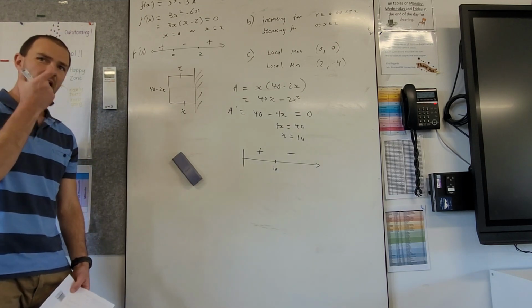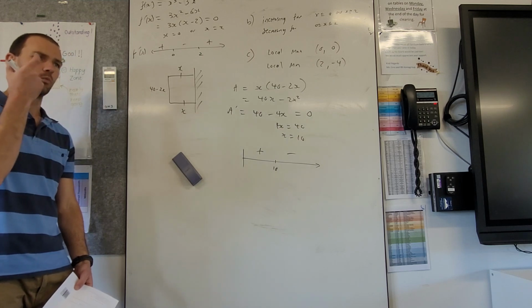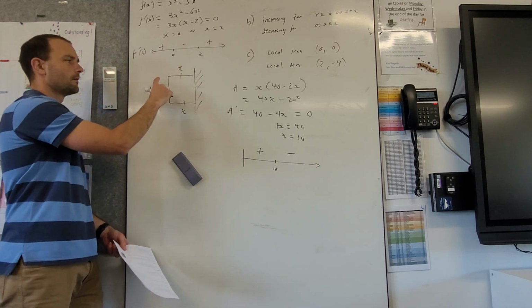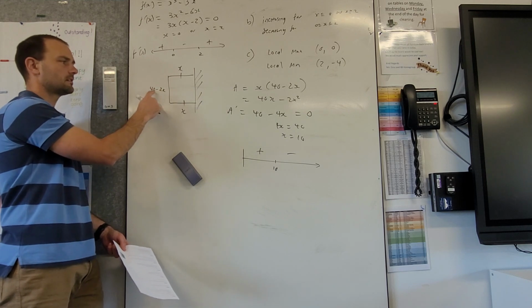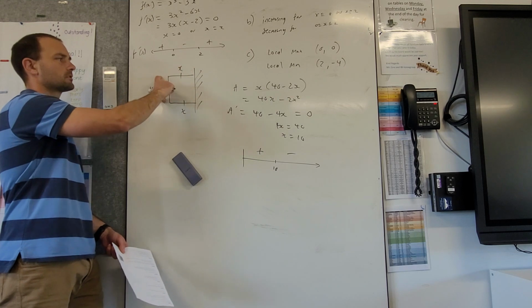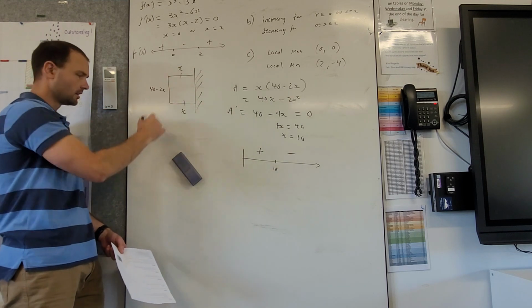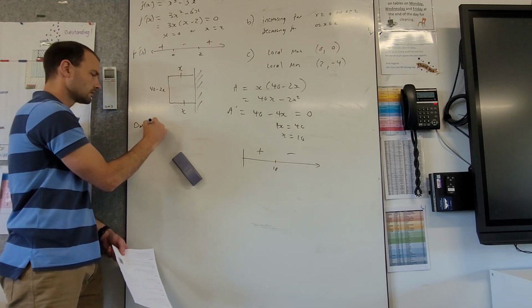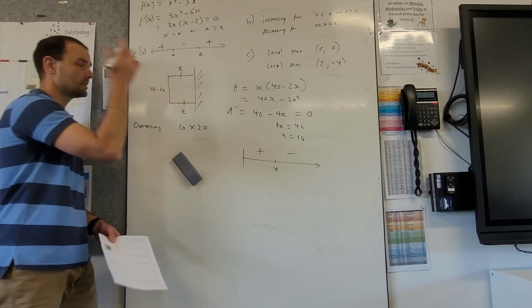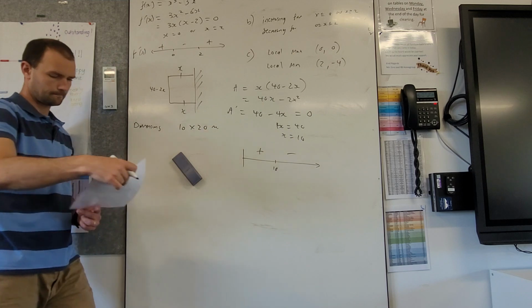But we need to answer the question, what's the dimensions? Well, the dimensions are 10 by 40 take 2 times 10. 40 take 2 times 10, this length has to be 20. 10 plus 20 plus 10 gives you 40. So the dimensions, all right, you have to answer this part. Dimensions are 10 by 20 meters.